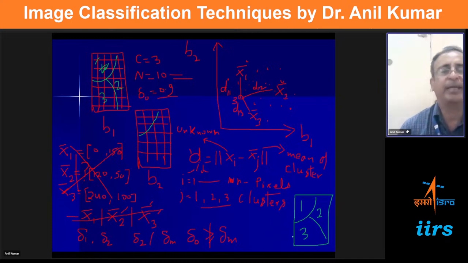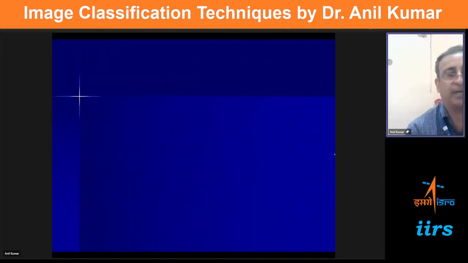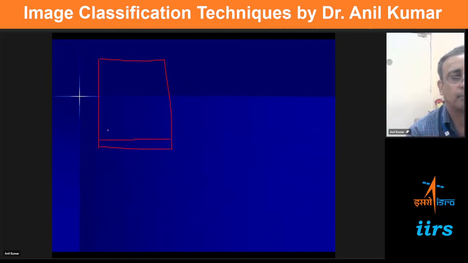The question comes, what is the application of unsupervised classification? When you have an image of an area and you have not gone to the ground, but you see different shades.